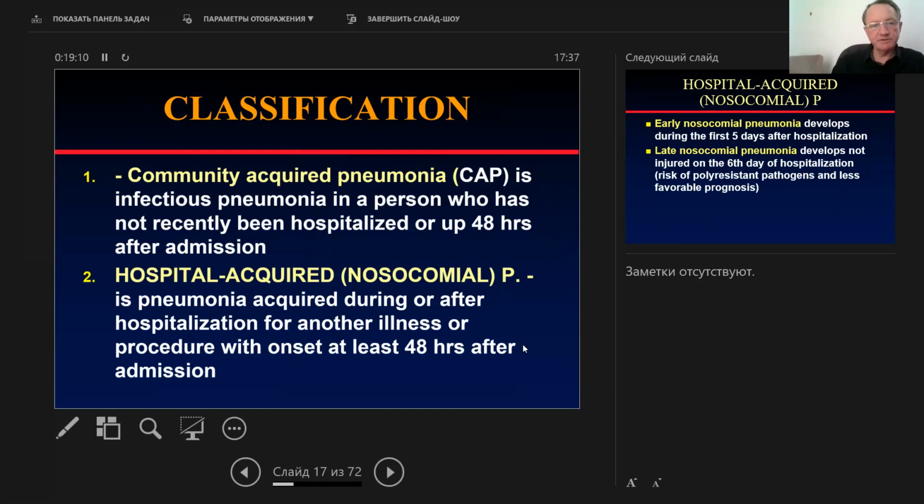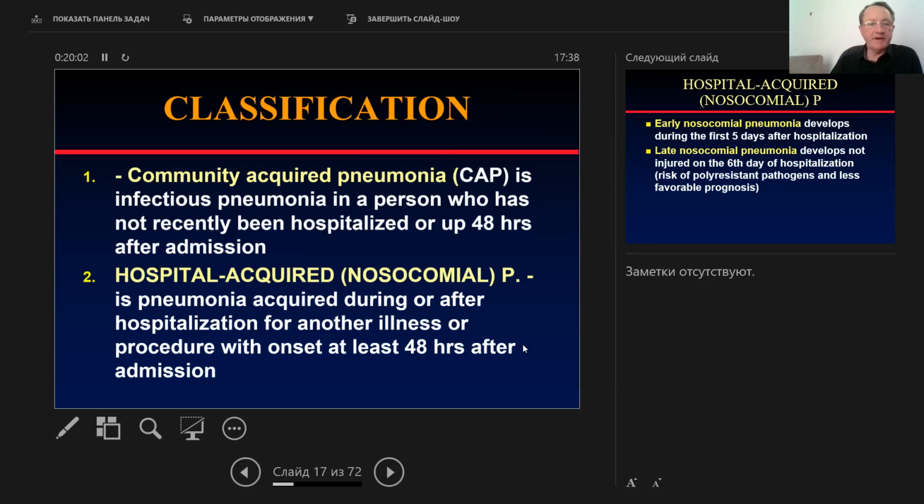A few words concerning classification of pneumonia. It's very important. We should answer the question where pneumonia happened, and that's why you should put the answer to this question in the first place in our diagnosis. According to classification, there are 4 types of pneumonia. Firstly, it's community acquired pneumonia, CAP. It happens in a person who has not recently been hospitalized or up to 48 hours after admission to hospital.